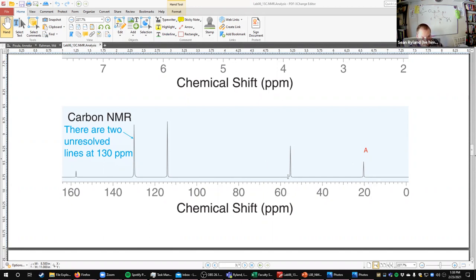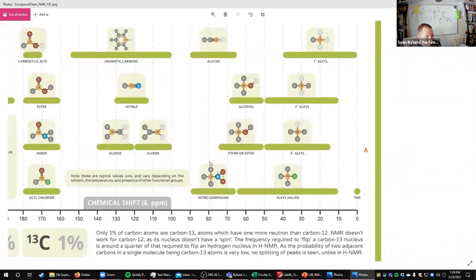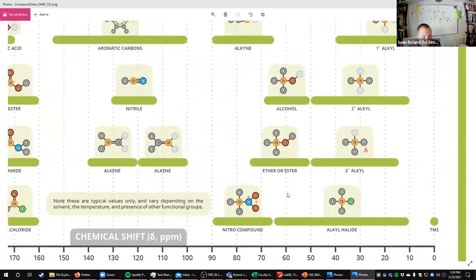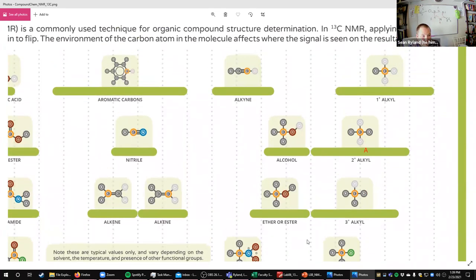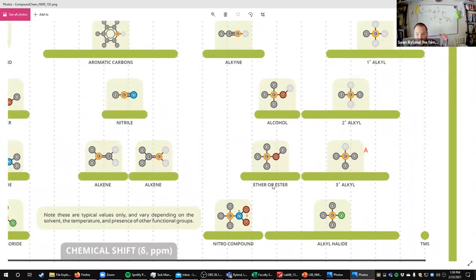And then we've got this peak right around 60, actually more like 55. And if we look at our cheat sheet, our figure, what shows up in that 50 to 60 region is going to be ethers. If we had an alcohol, the carbon attached to the alcohol would show up in the same region. It could be an alkyl halide, but we don't have any halogens. So the only thing on our compound that matches in that area is going to be the methoxy carbon.